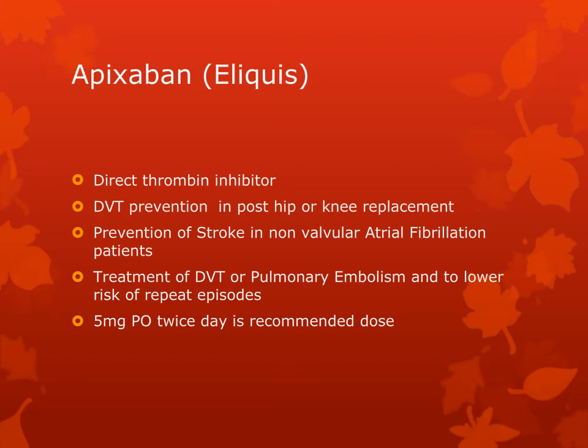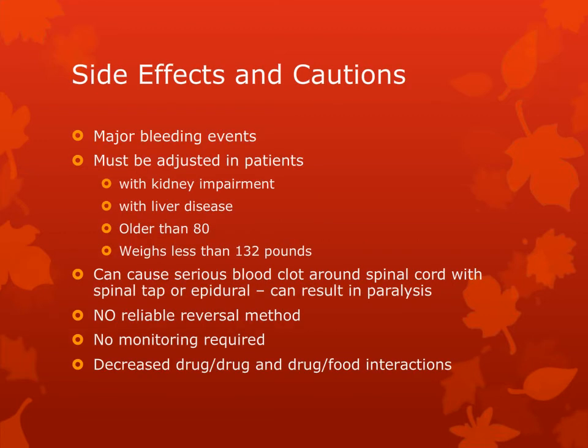The recommended dose is 5 milligrams by mouth twice a day. Side effects and cautions. Major bleeding events. It must be adjusted in patients with kidney impairment, liver disease, older than 80, or if they weigh less than 132 pounds. It can cause a serious blood clot around the spinal cord with spinal tap or epidural. This can result in paralysis. There's no reliable reversal method. No monitoring is required. There are decreased drug-drug and drug-food interactions.